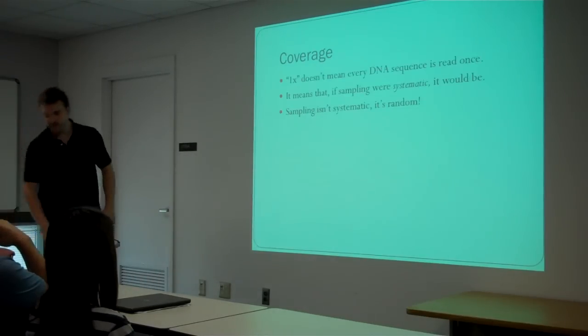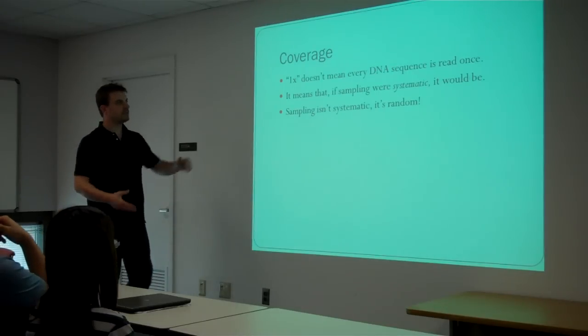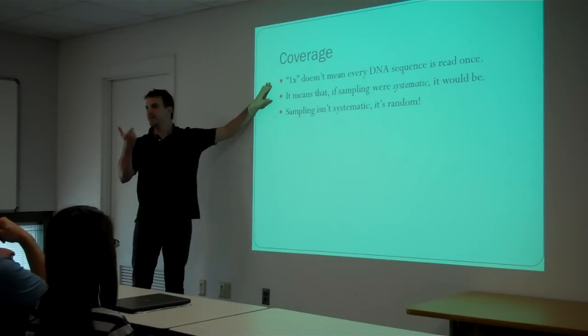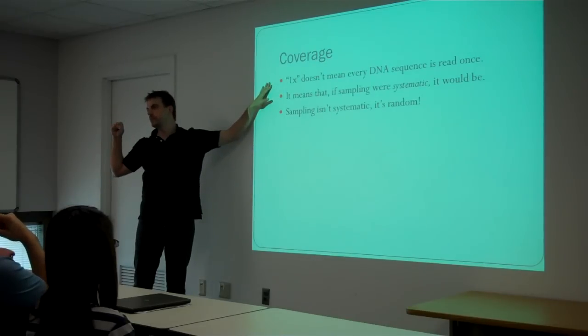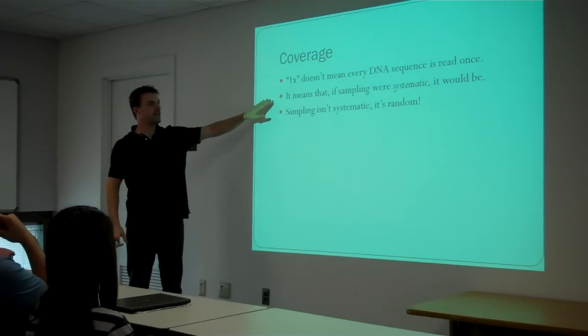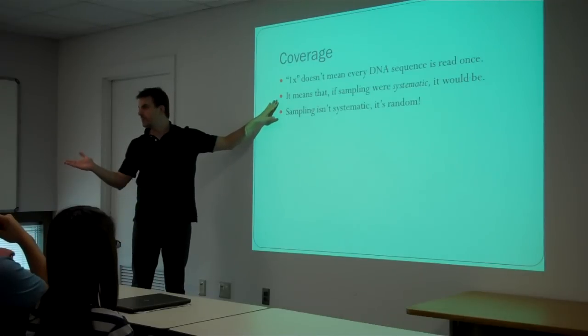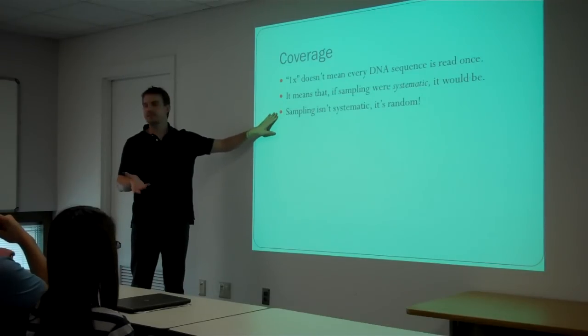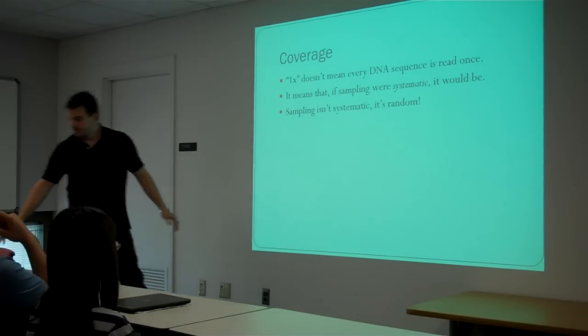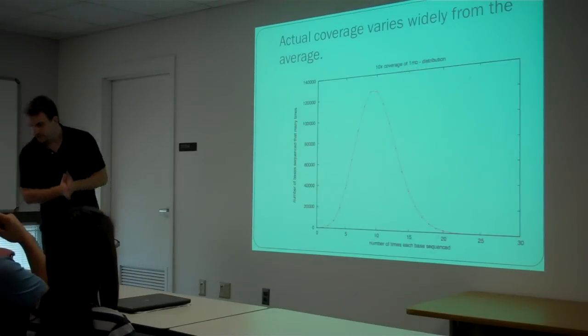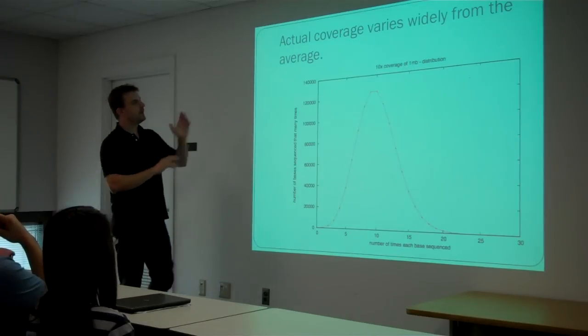And of course, the trick is that we're not actually sampling systematically. So if you have 1x coverage, it doesn't mean that you have an example of every piece of DNA in there. You're reaching into the genome and picking things out at random. If sampling were systematic, you would have one copy of the entire genome. But in practice, you actually have about 60% of the genome in a 1x coverage data set, just based on Poisson statistics.